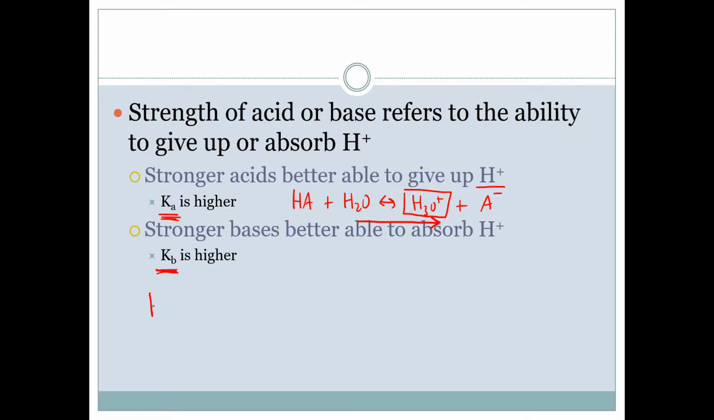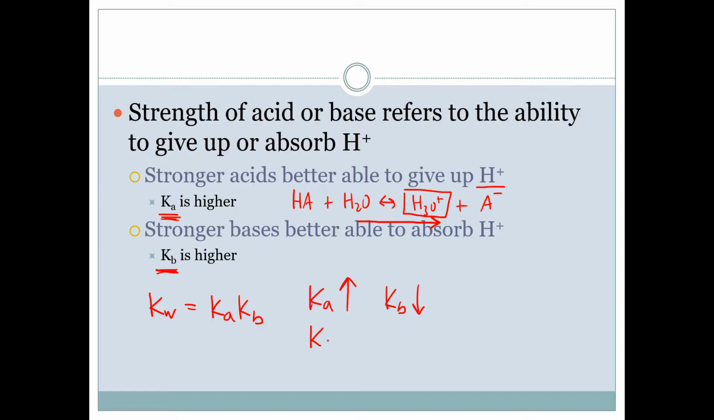Now, because we know that the relationship between Kw, Ka, and Kb is as follows, where Kw is really Ka times Kb, this was discussed in a previous video, it goes to reason, using mathematical proportional reasoning, that if Ka is really high, then Kb is really low. That makes sense, because if the acid has a very high Ka, it wants to give up its hydrogen quite a lot, which means its conjugate base doesn't really want to absorb hydrogens as much, so its Kb is lower.